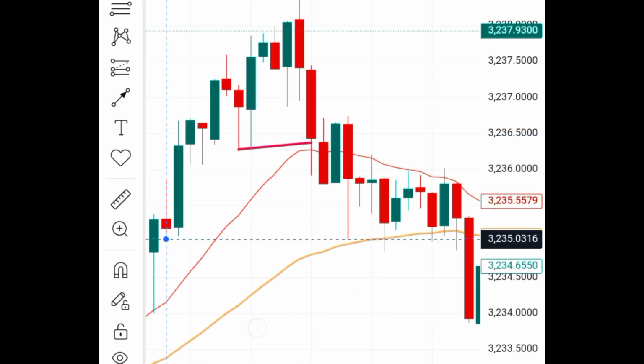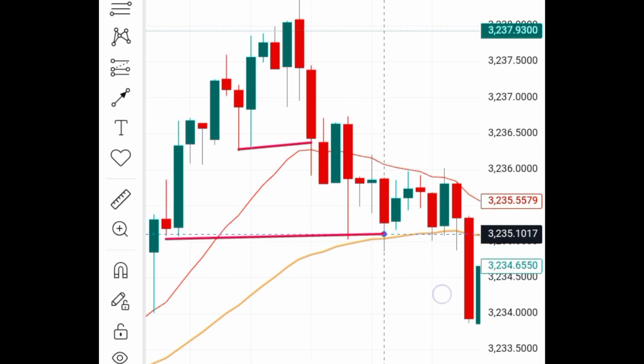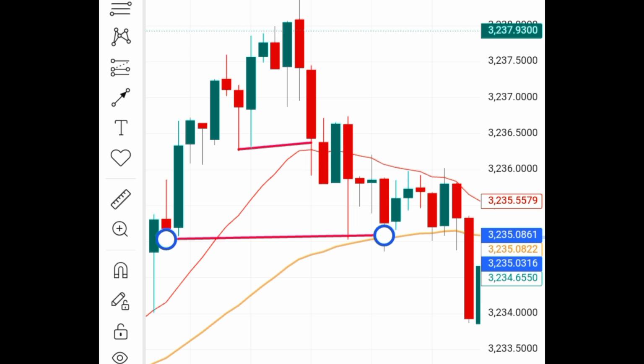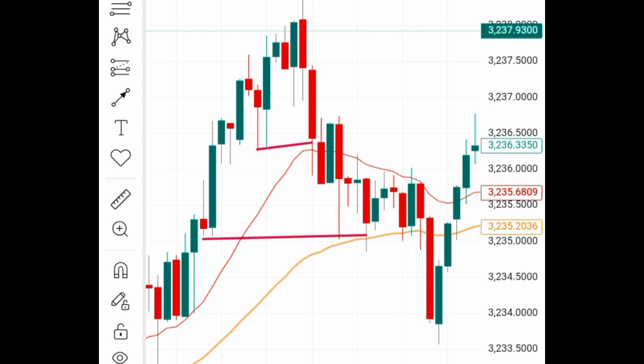But we are not really after only the break of structure. We have to make sure that as the market is breaking structure and coming to the downside, this market as well is closing below the EMA. If we are to take a sell trade, and if we are to take a buy trade, we have to make sure that it's closing above the EMA.